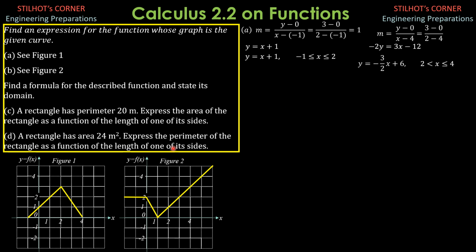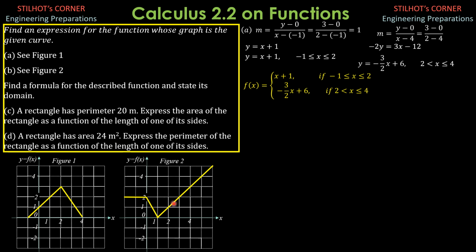So that's the function here, piecewise. So f of x therefore is equal to x plus 1 if negative 1 is less than or equal to x, less than or equal to 2, and negative 3 halves x plus 6 if 2 is less than x, less than or equal to 4. So I hope that you understood this part, and this would be the explanation.